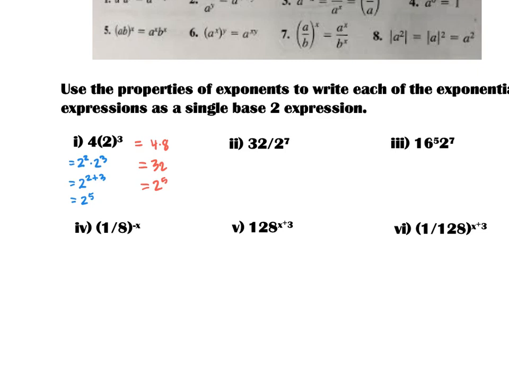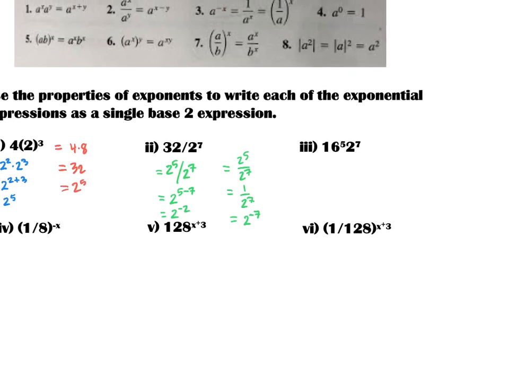Okay, let's look at number 2. 32, as we just saw, is 2 to the 5th divided by 2 to the 7th. Well, 2 to the 5th divided by 2 to the 7th is 2 to the 5 minus 7, which is equal to 2 to the negative 2. That is a base 2 expression. Another way you could have done that is to take 2 to the 5th over 2 to the 7th, reduce out, so that's 1 over 2 to the 2nd, which is the same as 2 to the negative 2.